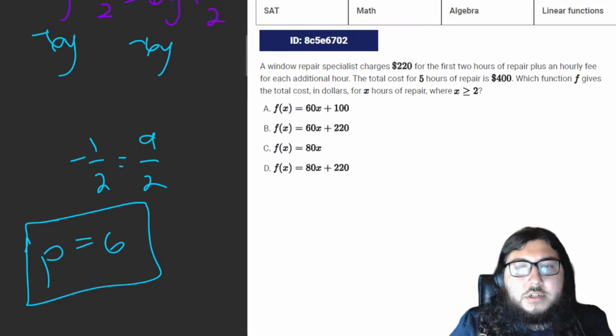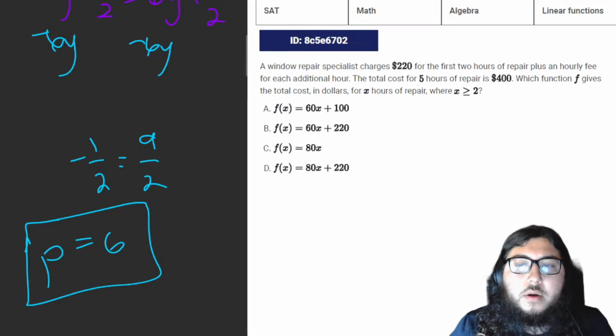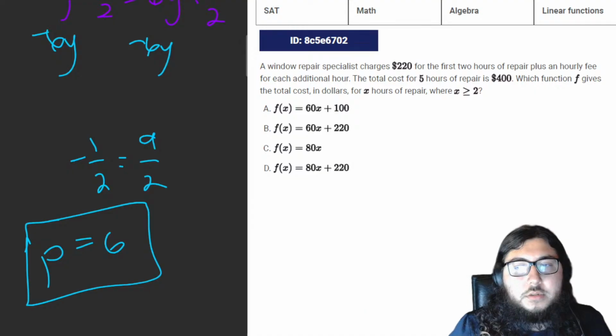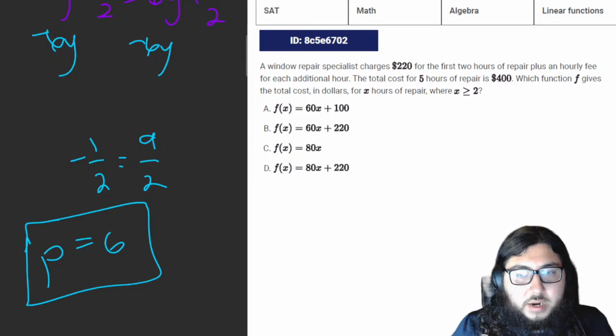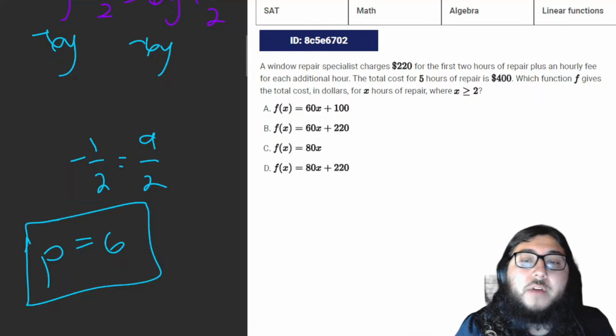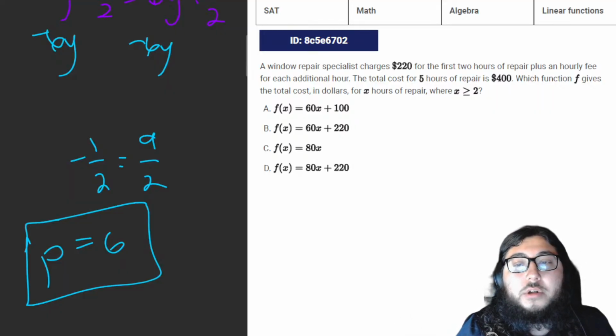A window repair specialist charges $220 for the first 2 hours of repair, plus an hourly fee for each additional hour. The total cost for 5 hours of repair is $400. Which function f gives the total cost in dollars for x hours of repair, where x is greater than or equal to 2?